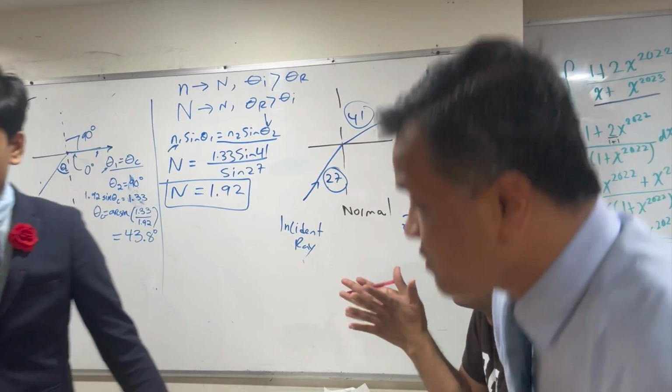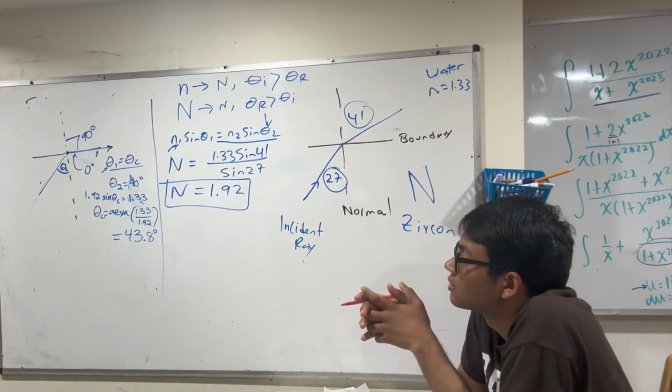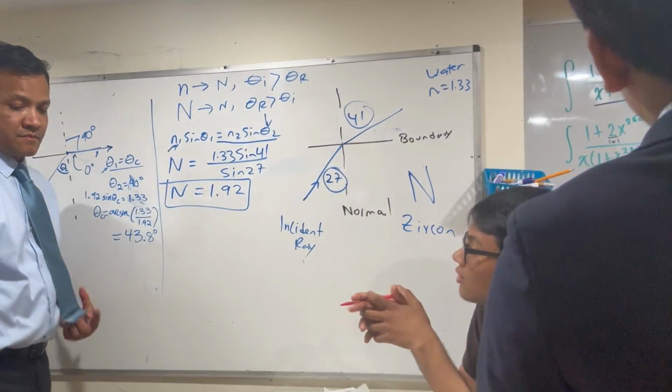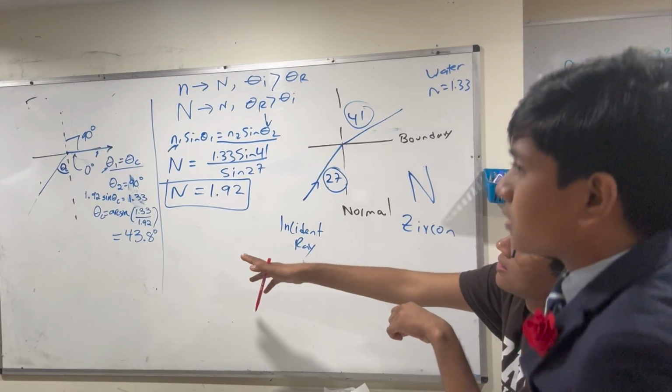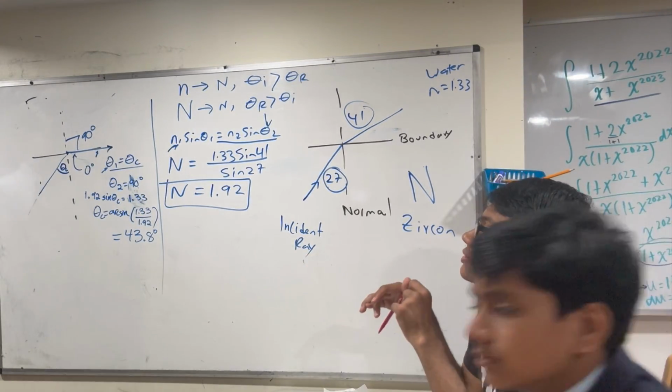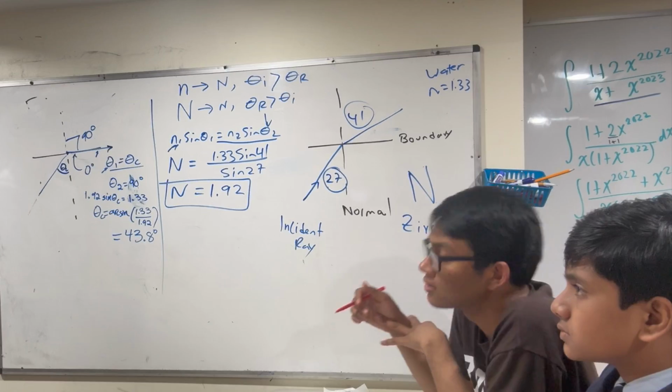All right, Raf, at what angle are you going to have total internal reflection? Oh, it's the same angle. No, it's not the same angle. It's greater than. Yeah, greater than. So can you show how the graph looks for total internal reflection?